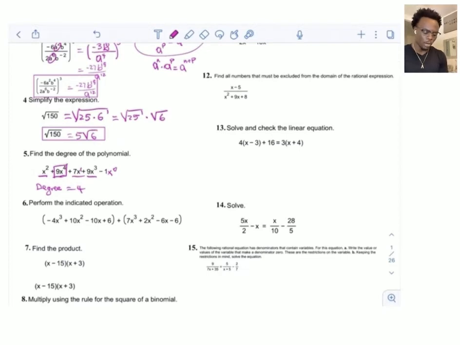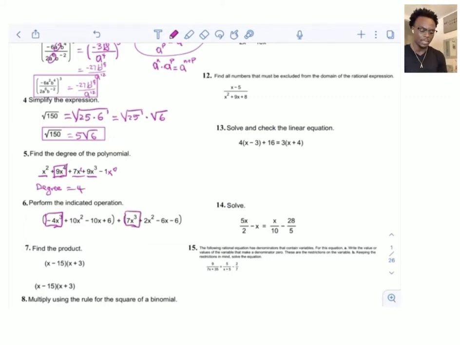Number 6, perform the indicated operation. So we need to add this polynomial with this one. All we do is combine like terms. Two terms are like when they have the same exact variable and the same exact exponent. Two conditions for two terms to be like: same variables, same exponent. So we can see which ones are like in this problem. This one will be like with this one.